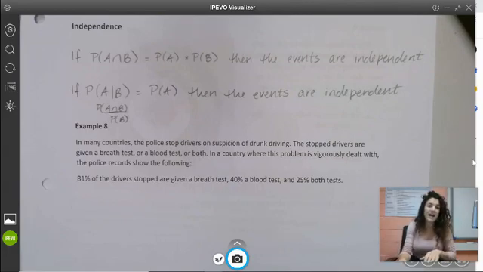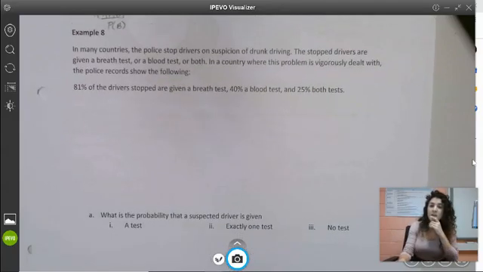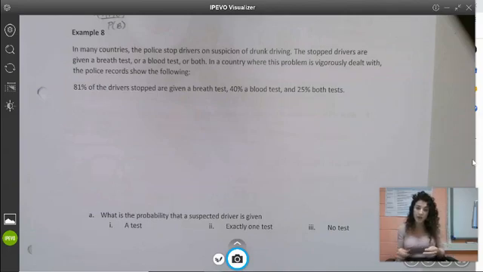We'll practice it. In many countries, the police stop drivers on suspicion of drunk driving. The stopped drivers are given a breath test or a blood test or both. In a country where this problem is vigorously dealt with, the police records show the following. 81% of the drivers stopped are given a breath test, 40% a blood test, and 25% both tests.